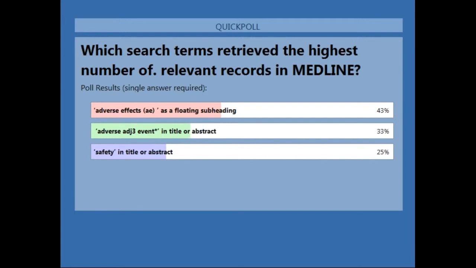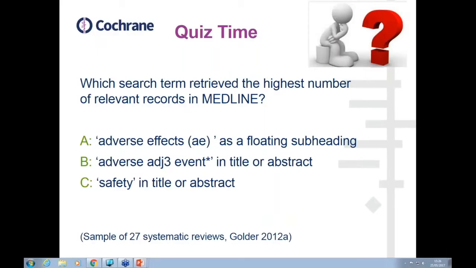For A, adverse effects as a floating subheading, 43%. That was the top answer. Adverse ADJ3 event in the title or abstract, 33%. That was the second answer. And safety in the title or abstract, 25%. Brilliant. Thank you. Well, you're all correct in that you got it in the right order as a group. In actual fact, A was the best performing in terms of sensitivity, followed by B, followed by C, which as a group is what you came up with.